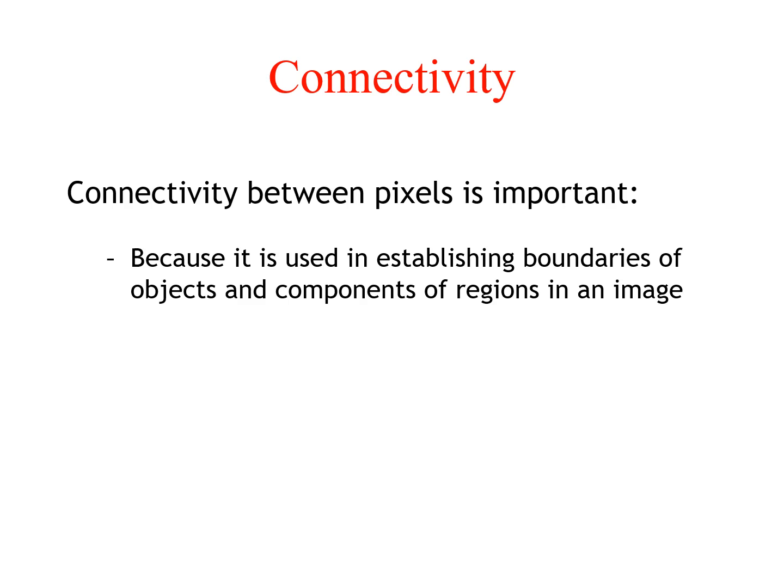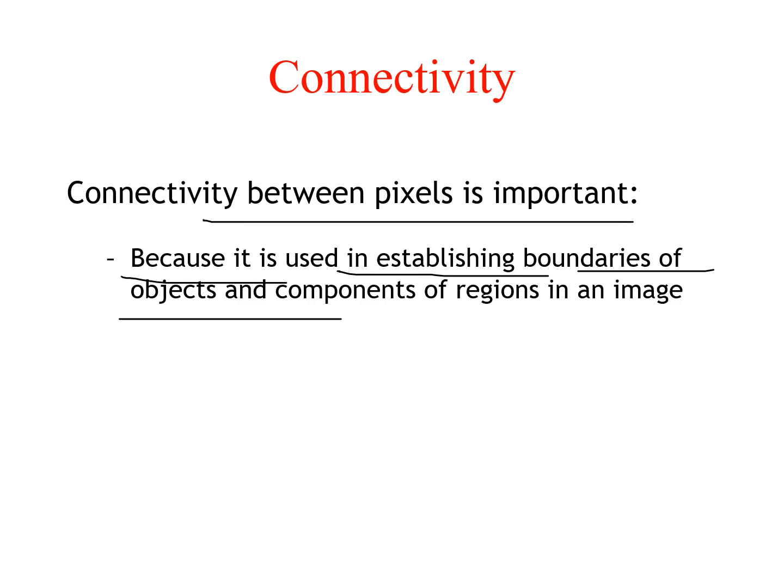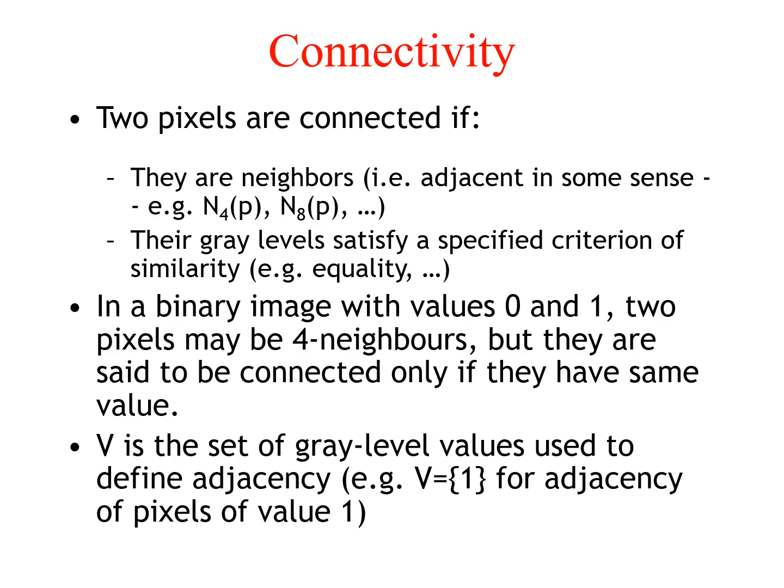Now why are we studying this? Because we want to talk about the connectivity between the pixels. And why is connectivity of the pixel important? If I want to find out whether there is an edge or a border in the image, then we have to use all these concepts. Connectivity between pixels is very important because it is used in establishing boundaries of objects and components of regions in an image. Generally, we use this in higher level algorithms.